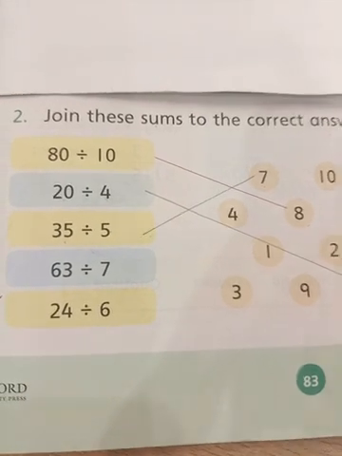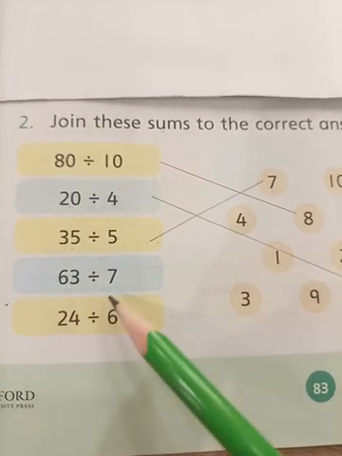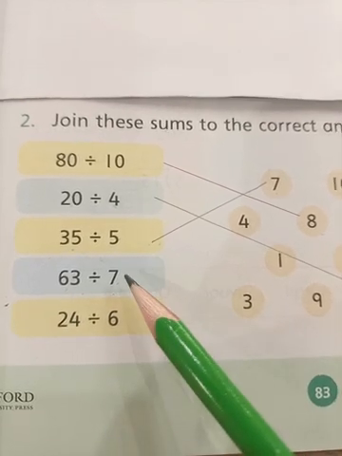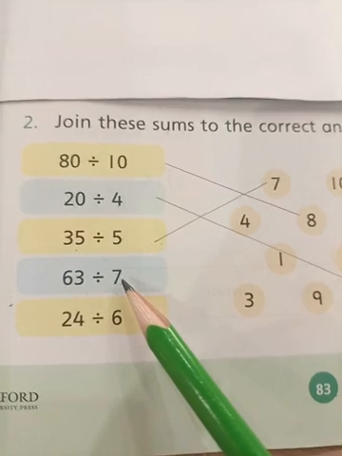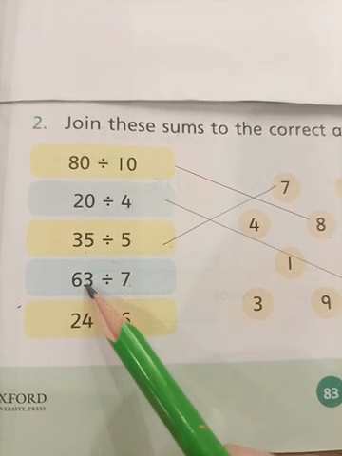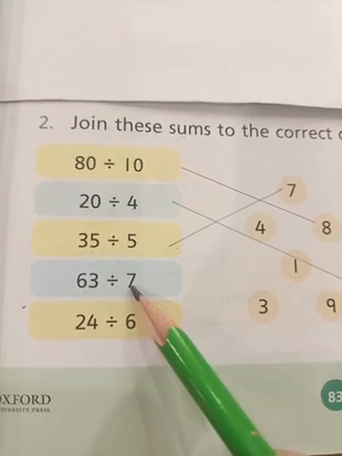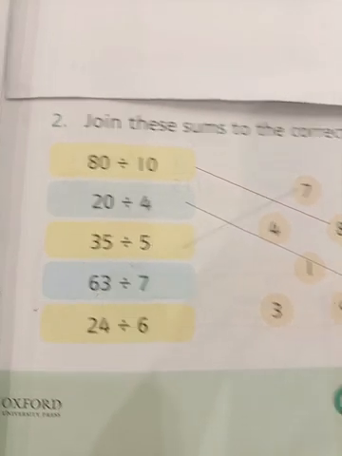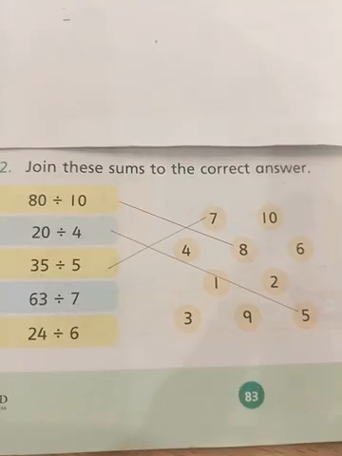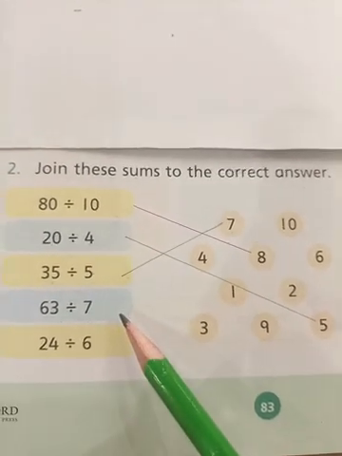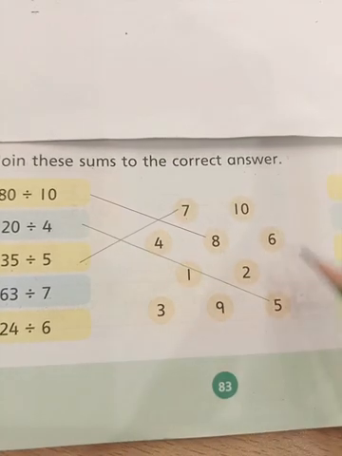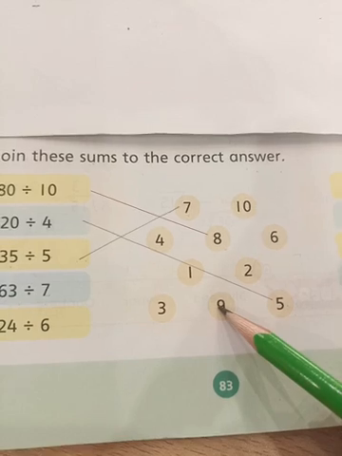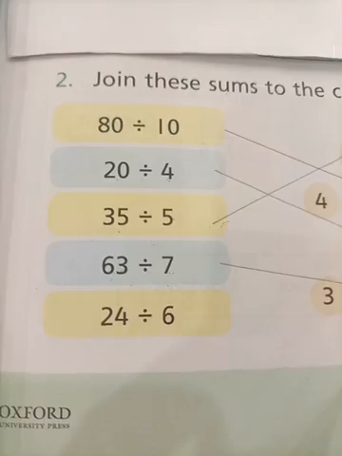Next step is 63 divided by 7. Let's divide 63 by the number 7 by using our times table. Tell me, students, on which number do we get the number 63 in the table of 7? 7 ones are 7. Tell me, students. Yes, 7 nines are 63. Answer is 9. So, students, find the number 9 here. Can you find it? Yes, the number is here. I am going to join it by using a line.